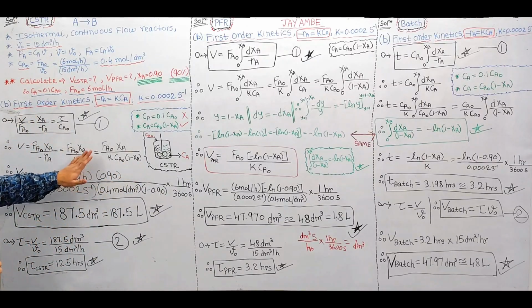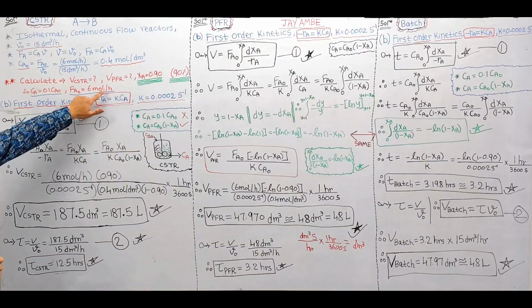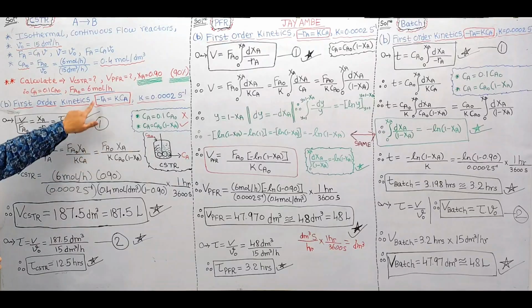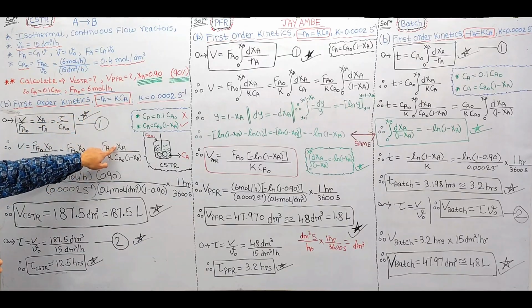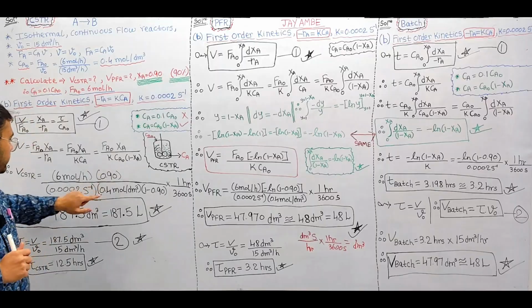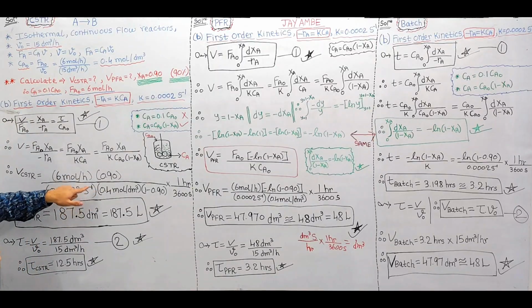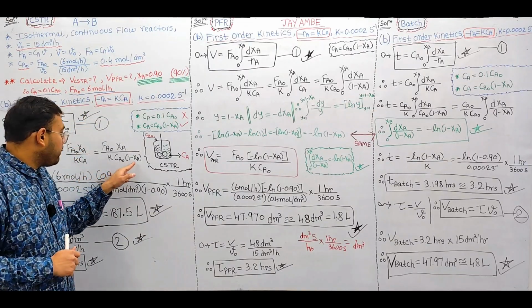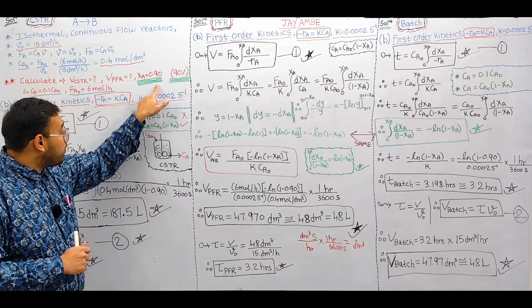Now we have all the values of these terms, so we just need to plug in all the values. FA naught we have as 6 moles per hour, so the volume of the CSTR is equal to FA naught, 6 moles per hour, into conversion XA, 0.90, divided by K. K has the value 0.0002 second inverse, into CA naught. CA naught is 0.4 moles per cubic decimeter, into 1 minus XA, so 1 minus XA is 0.90.